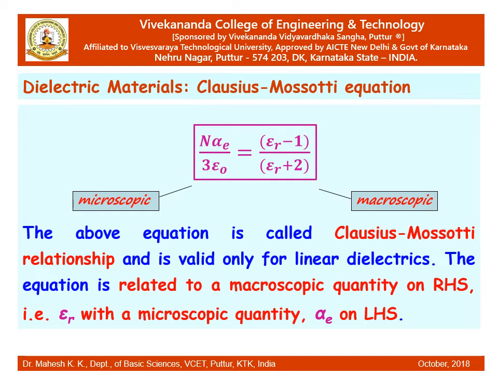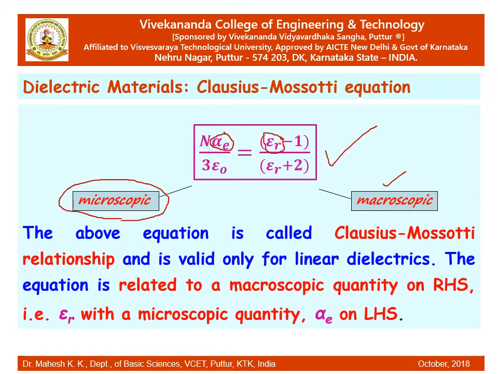Equation 6 is nothing but the Clausius-Mossotti relation, that is n alpha_e divided by 3 epsilon naught is equal to (epsilon r minus 1) divided by (epsilon r plus 2). The left hand side refers to the microscopic part, because we have alpha_e here, and the right hand side is the macroscopic part, the dielectric constant epsilon r. So that is the relationship that we have.